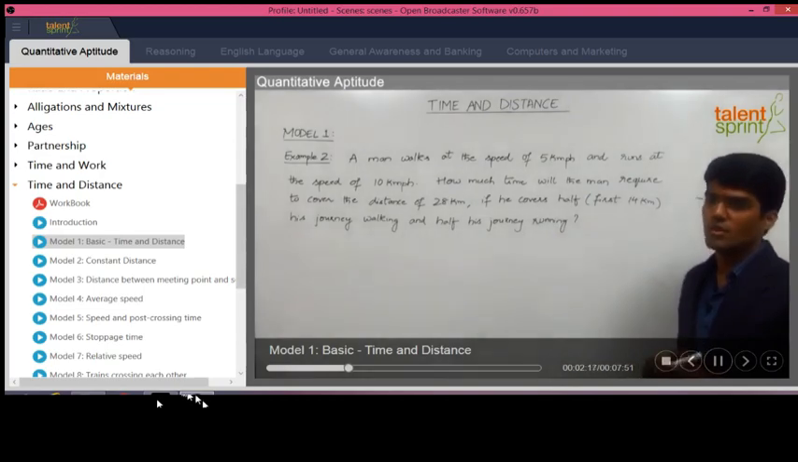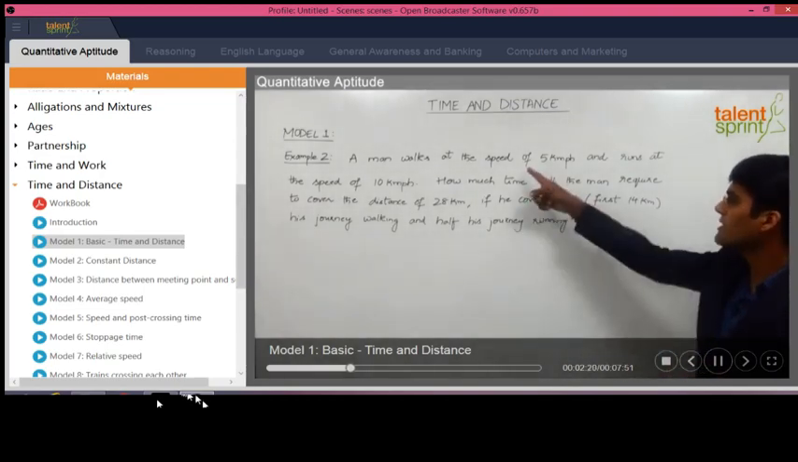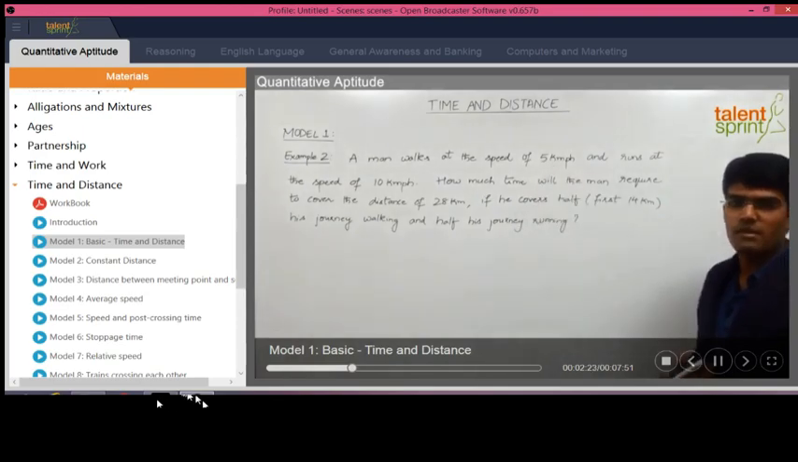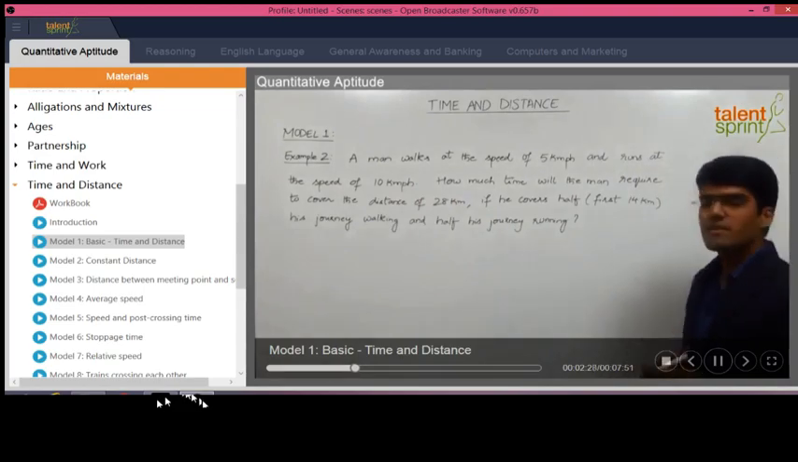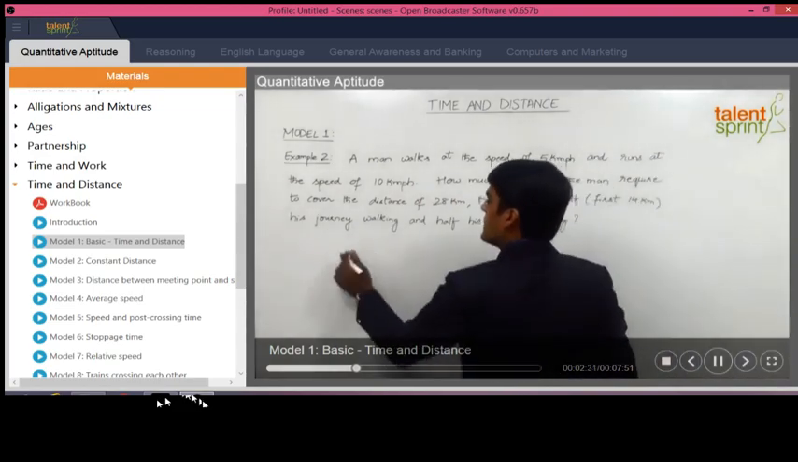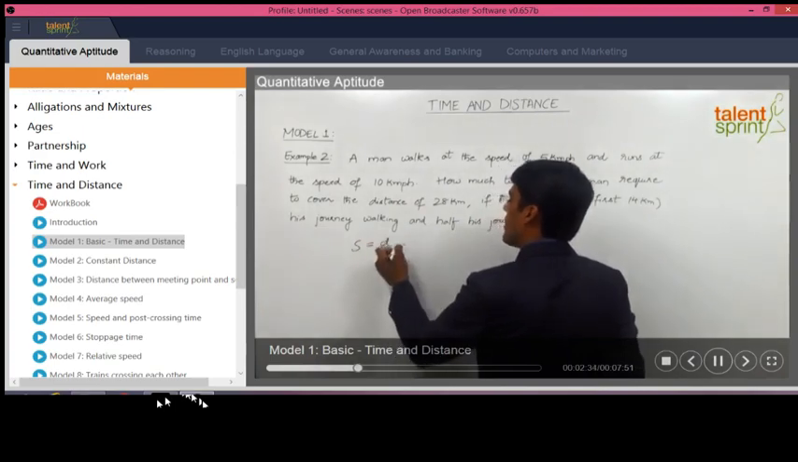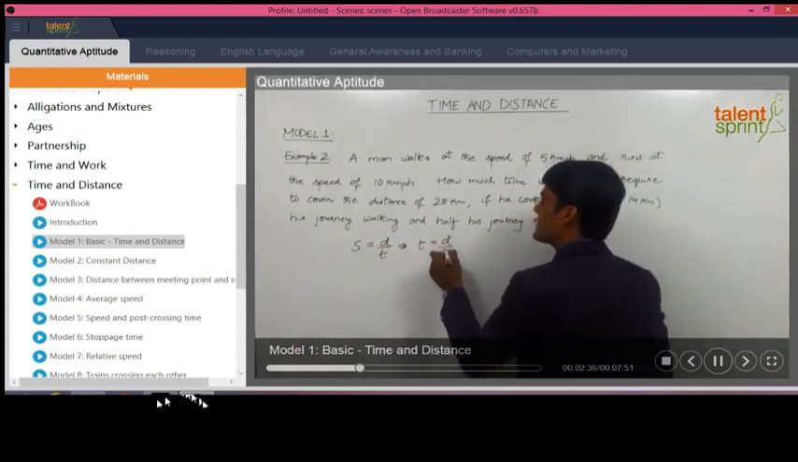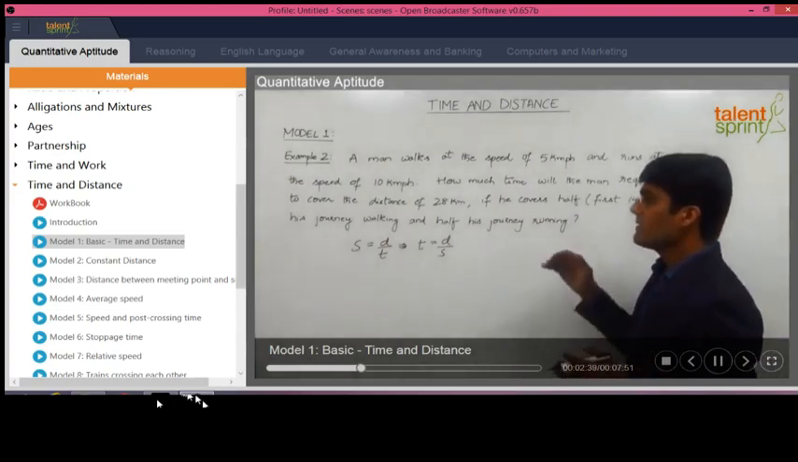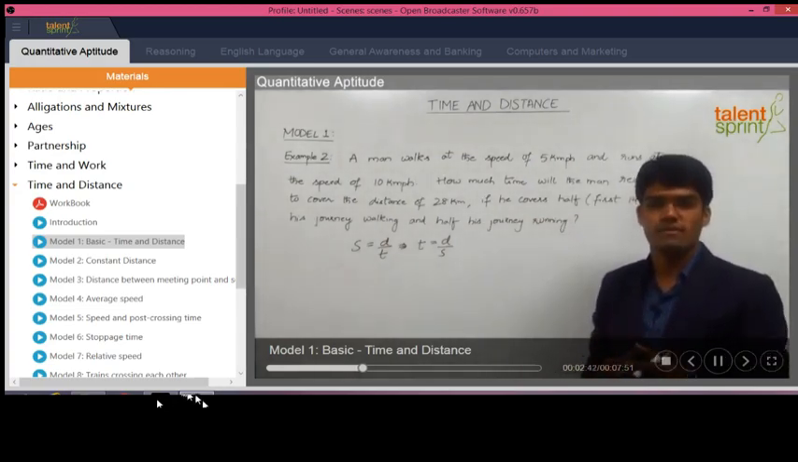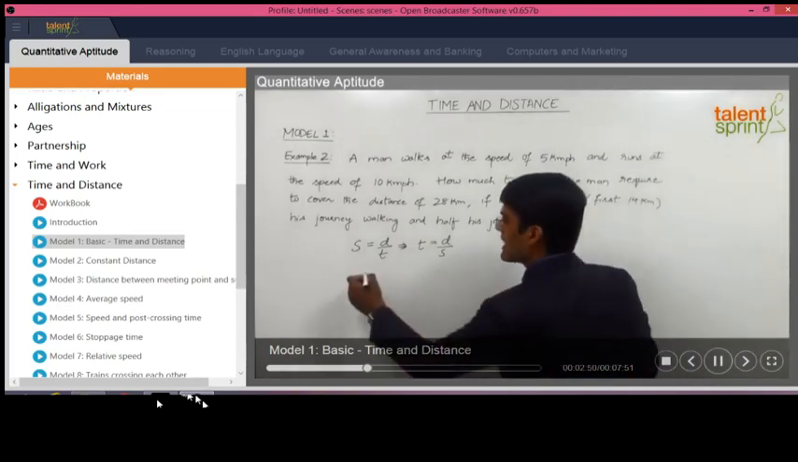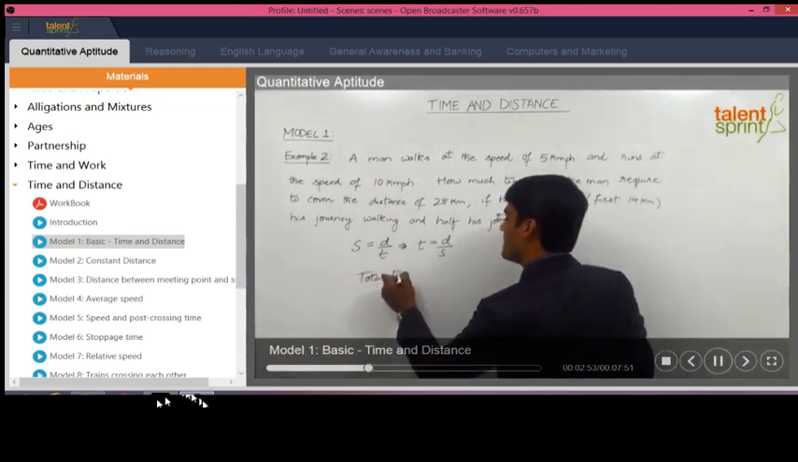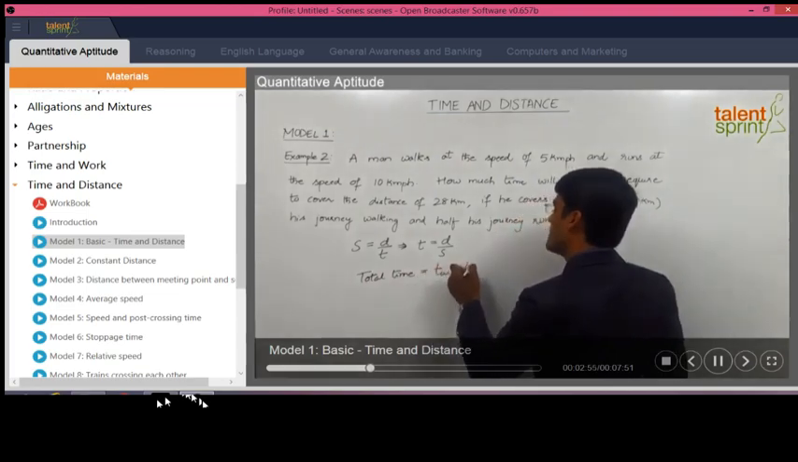So we need to find out the total time required by the man. We also know the speed of the man when he is walking, that is 5 kilometers per hour, and his speed while running will be 10 kilometers per hour. Let us see how can we solve this question. We know that speed is equal to distance by time, or from this we can say time is equal to distance by speed. As you can observe here, the total journey is covered into 2 halves. So we can say that there are 2 periods of time. In the first time period, the man walks, and the other time period, the man runs. So the total time required can be taken as time for walking plus time for running.